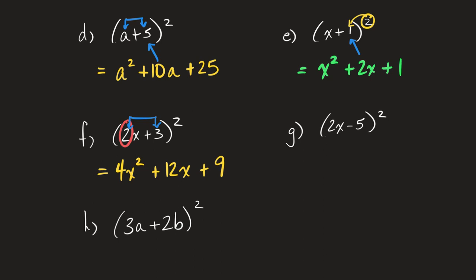Okay, take a look at G. When we expand G, I'm hoping we're good on the 4x squared. I think everybody should be okay to multiply those two things together and get a negative 10x. And so when we double it, we get a negative 20x.